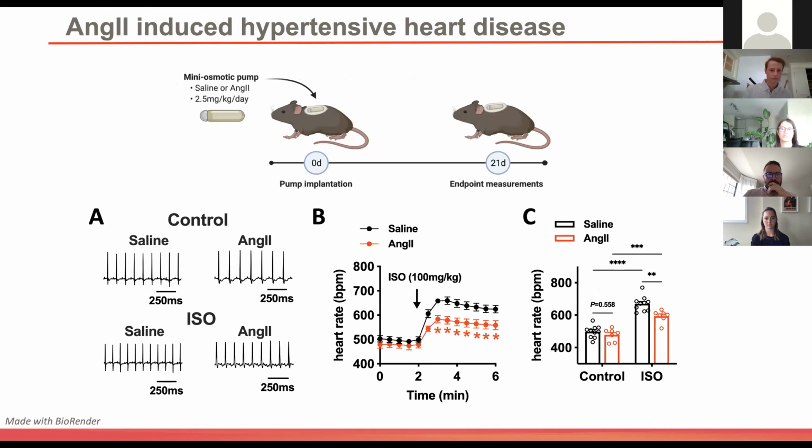So to examine these mechanisms, we used a mouse model of hypertensive heart disease by treating mice for 3 weeks with the vasoconstrictor angiotensin II. This results in elevated blood pressure and a pronounced left ventricular hypertrophy, and consistent with a chronotropic incompetent phenotype, these mice demonstrate a reduced heart rate response to the sympathetic beta adrenergic receptor agonist isoproterenol. So here we can see 30-second rolling averages where we give a systemic injection of isoproterenol, and the angiotensin II treated animals have a lower heart rate response.